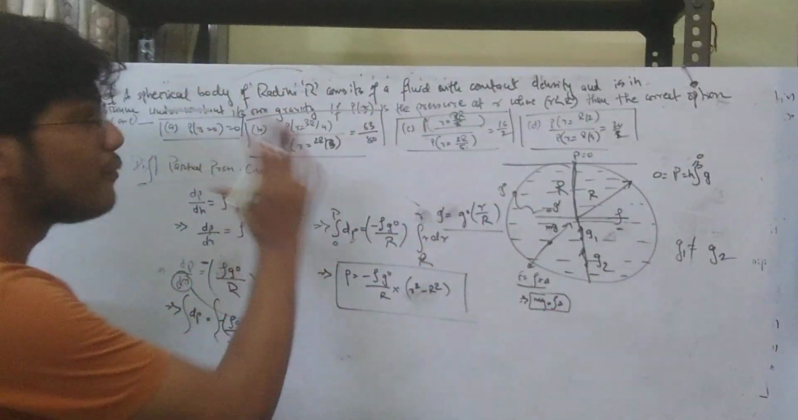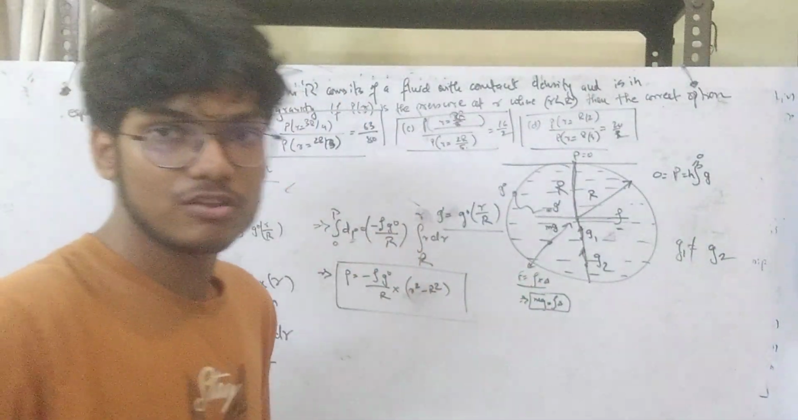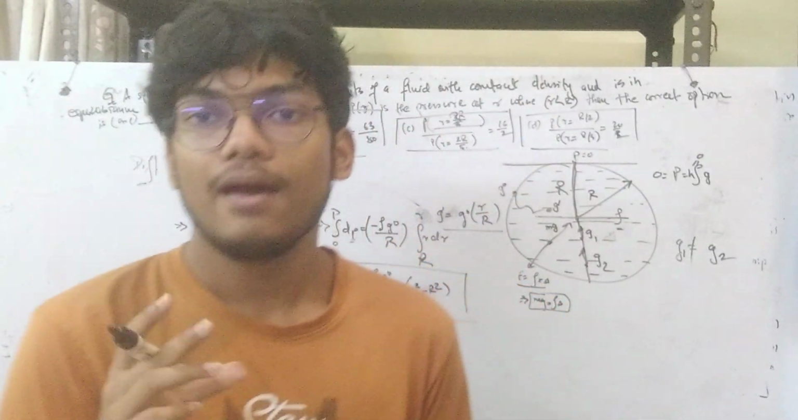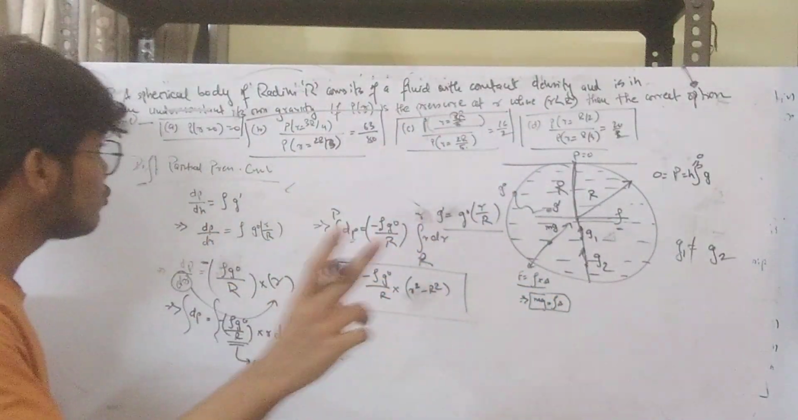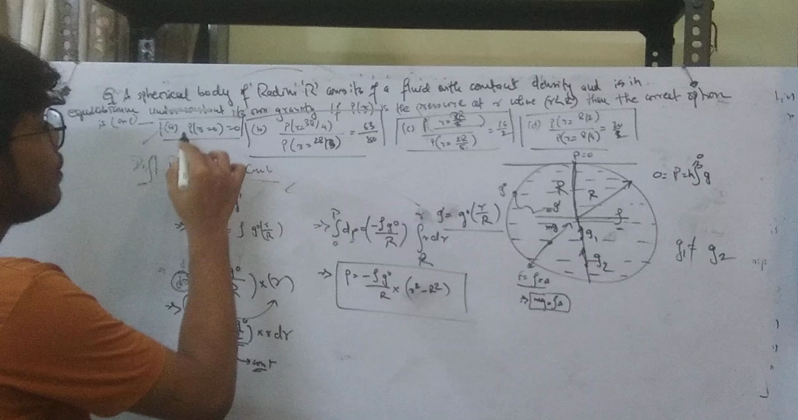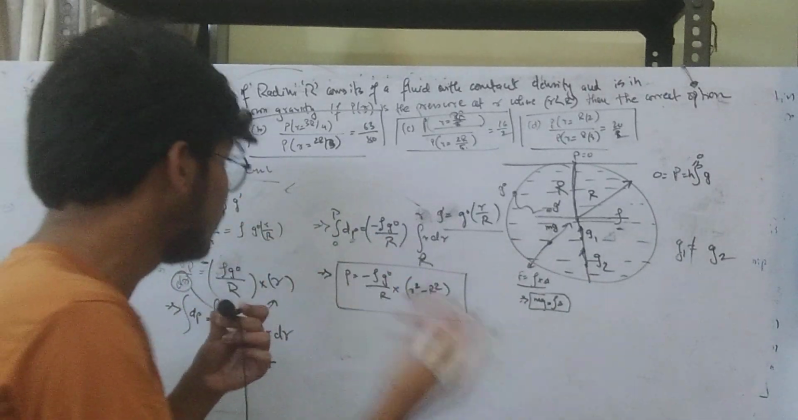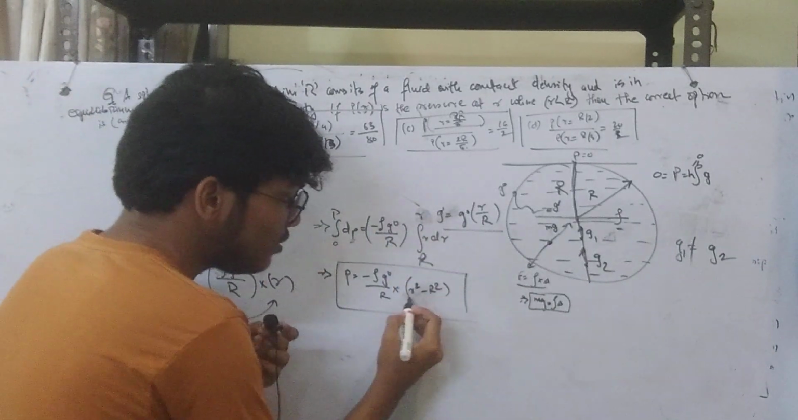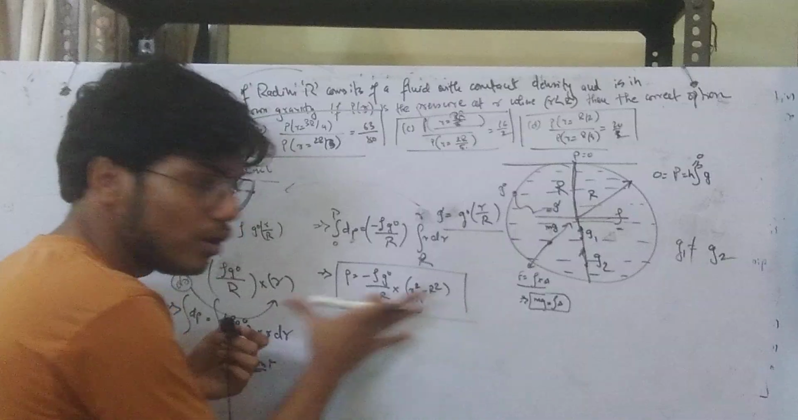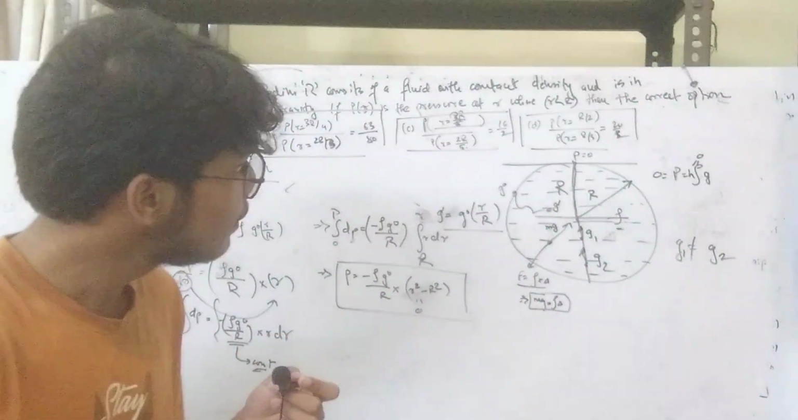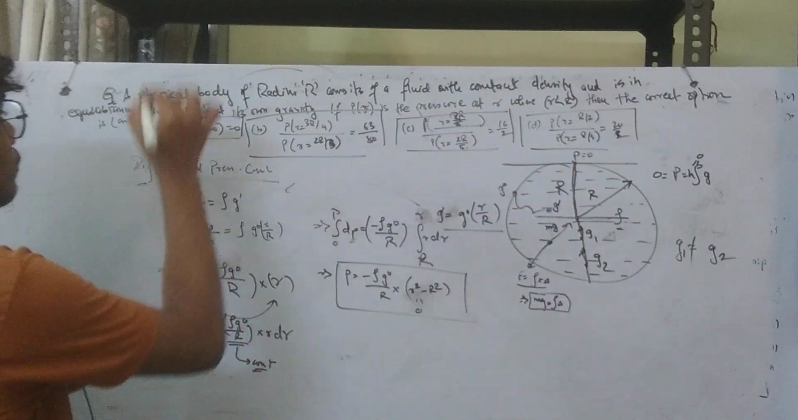Now let's check the options one by one, because at this JEE Advanced level we have to check each and every option, because any of them can be right in this multiple choice question. So at A, P at r equals to 0 is 0. Is it? If I take it as 0, is the whole expression 0? No, never. So this is wrong.